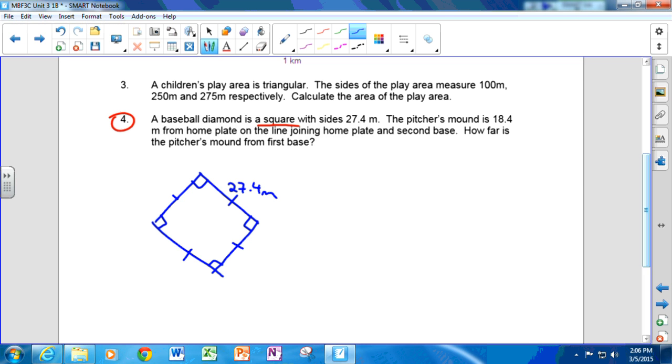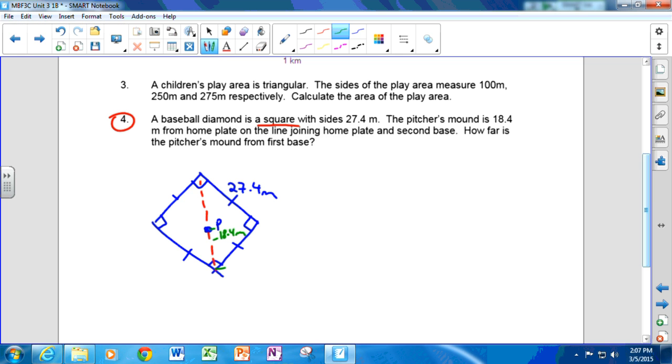Now, the pitcher's mound is 18.4 meters from home plate on the line joining home plate and second base. So what they're describing is, assume that that's straight, and then there's the pitcher's mound, and I'll just use a different color here. That is 18.4 meters, from there to there.